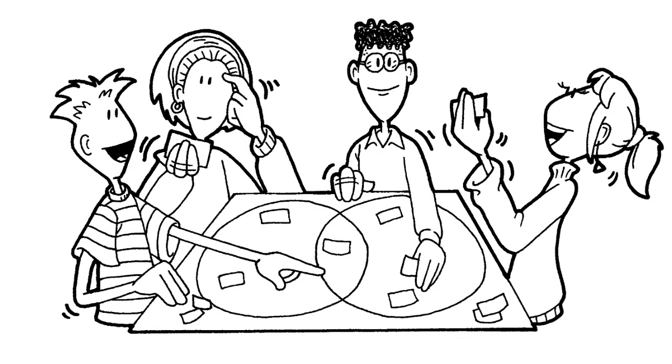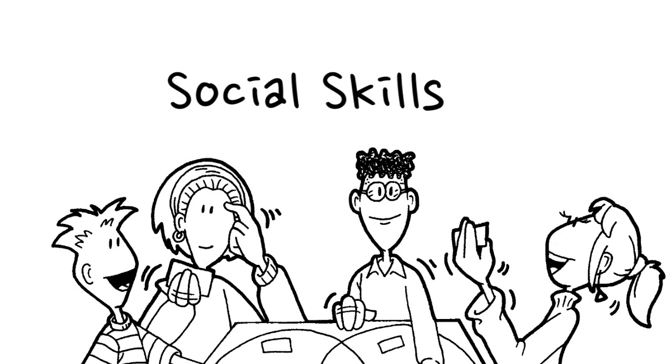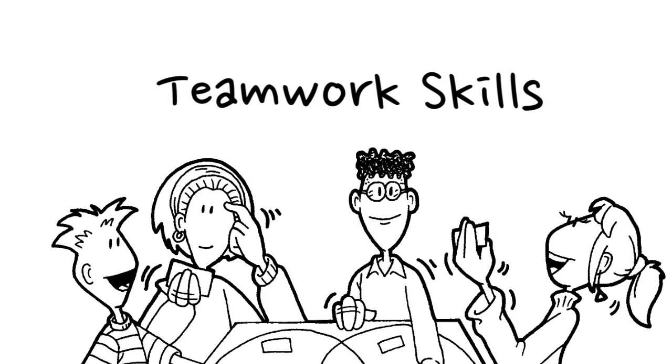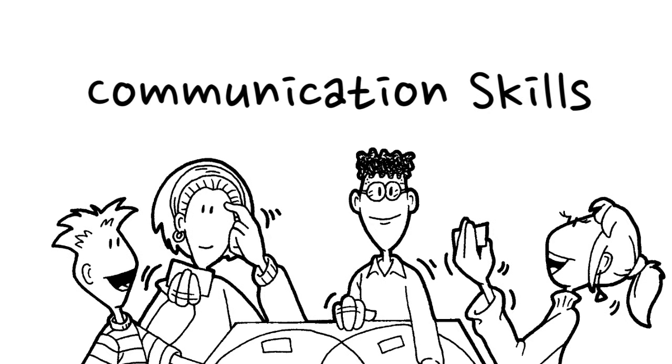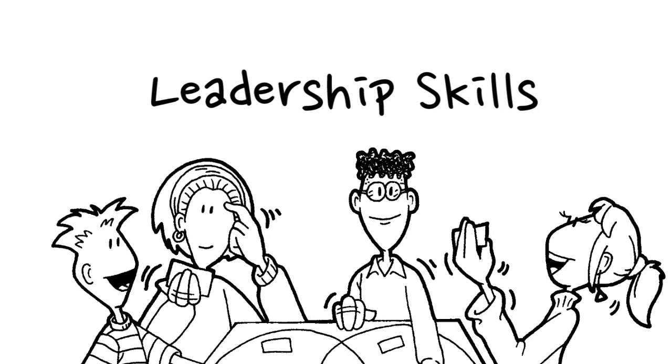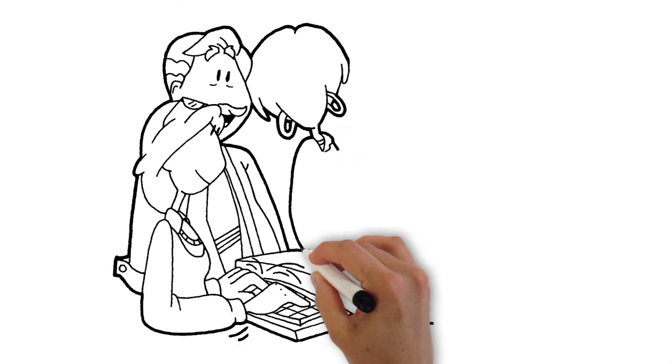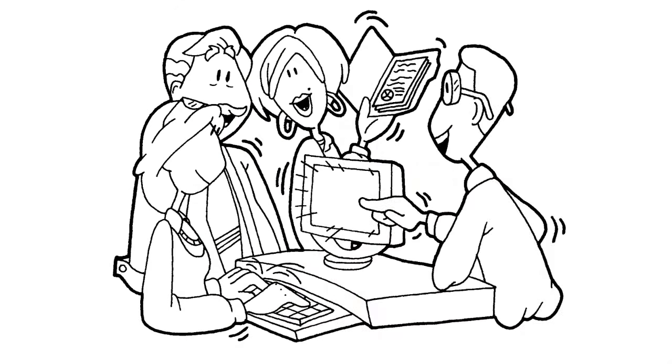With Kagan structures, we engage students with interactive pair and team structures. While students master academic curriculum, they develop essential social skills. They learn teamwork skills. They develop communication skills. They practice leadership skills. These are the very college and career readiness skills our standards call for.